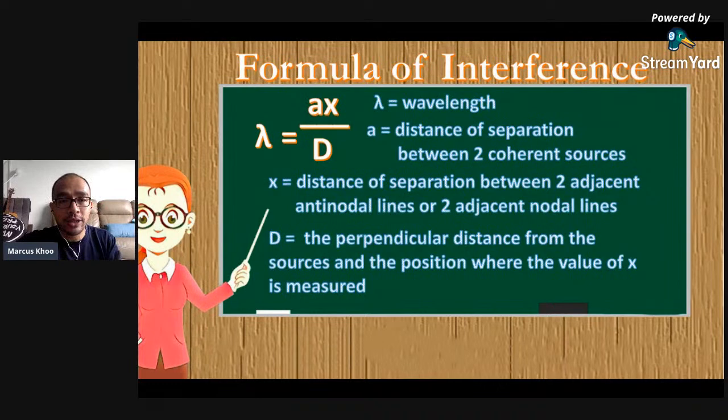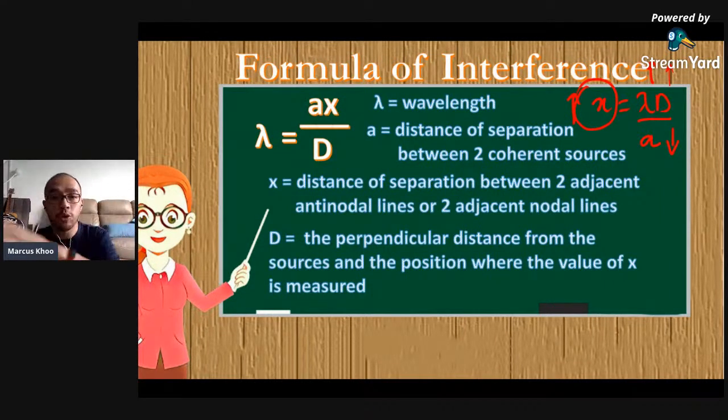Everything has to do with X. If I change this formula, you get that X equals lambda D over A. Now, look at this pattern. If we want a bigger X, lambda must be bigger, D must be bigger, A must be smaller. Because this is inversely proportional, and this is directly proportional. The bigger your wavelength, the bigger the distance between you and the screen, and the smaller the slit, will produce a much fatter pattern. The distance between two constructive and two destructive is much bigger.